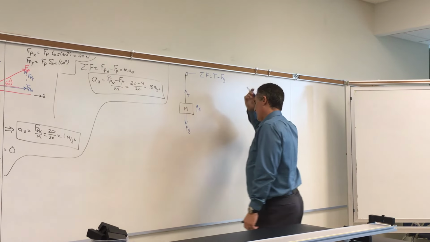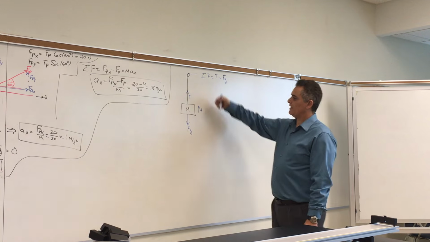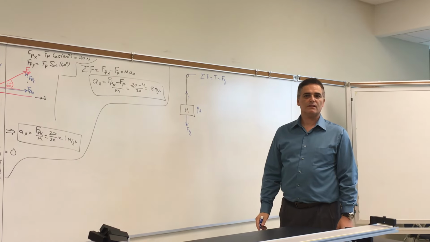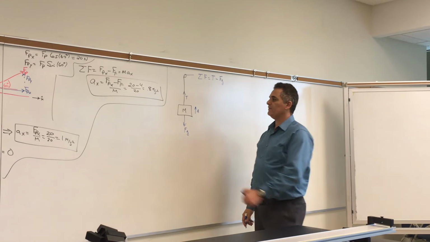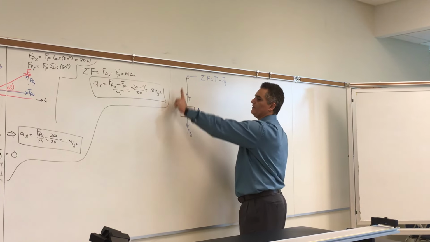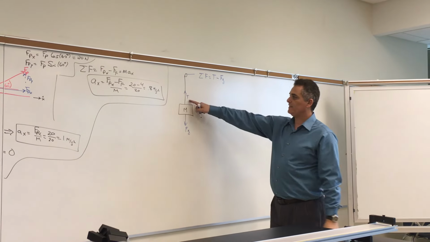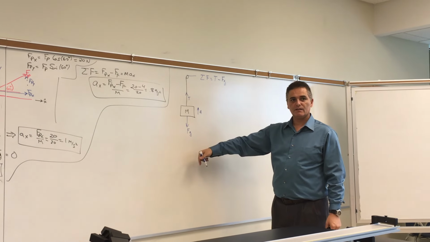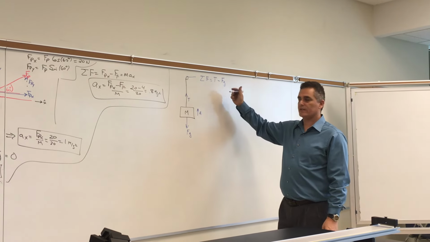Now, out of curiosity, what if instead I said this is positive? How would that change? If I choose the direction of motion as my positive direction, then T is pointing in the positive direction, and FG is pointing in the negative direction, and A is pointing in the positive direction, equals MA.